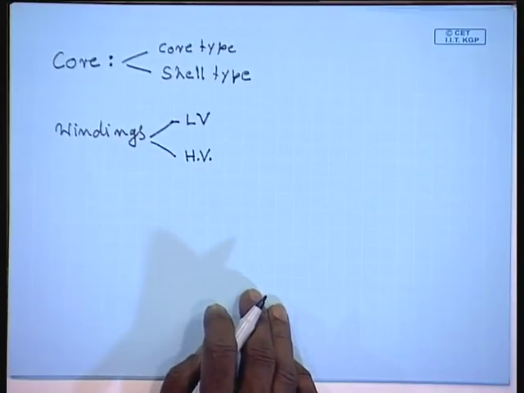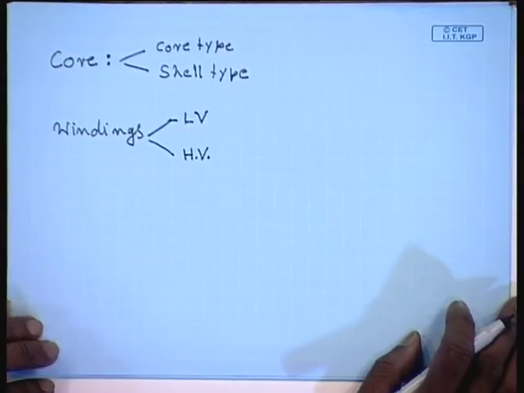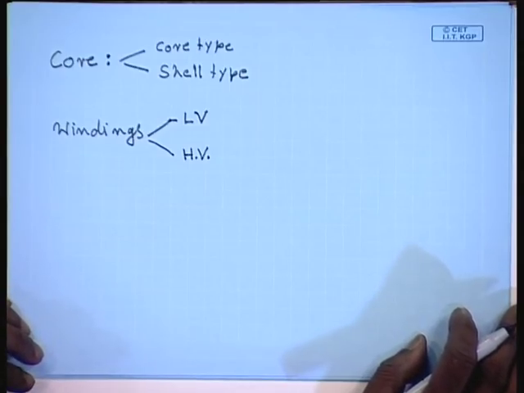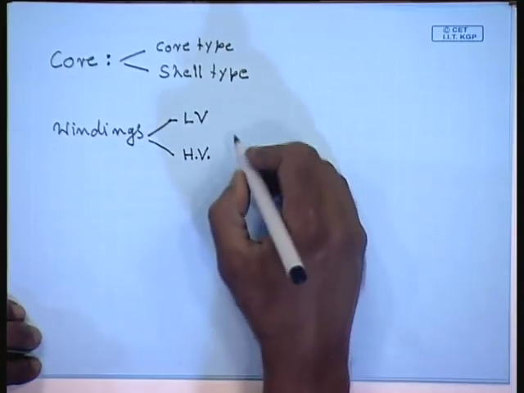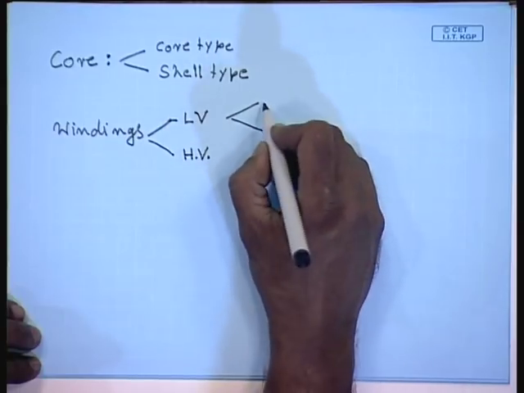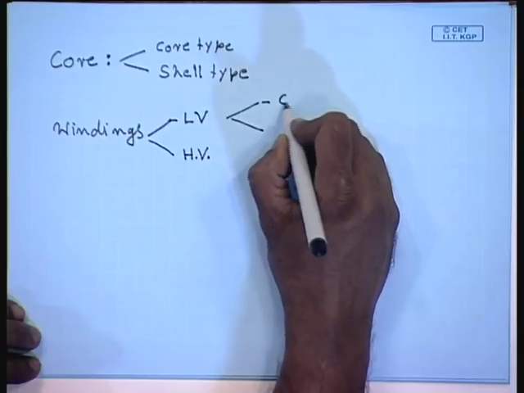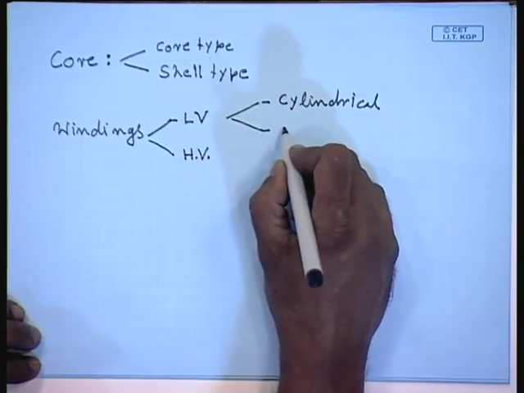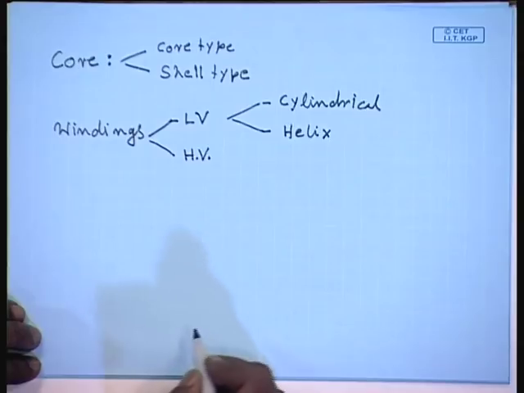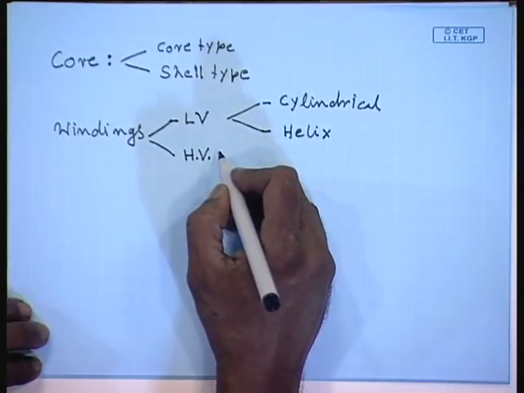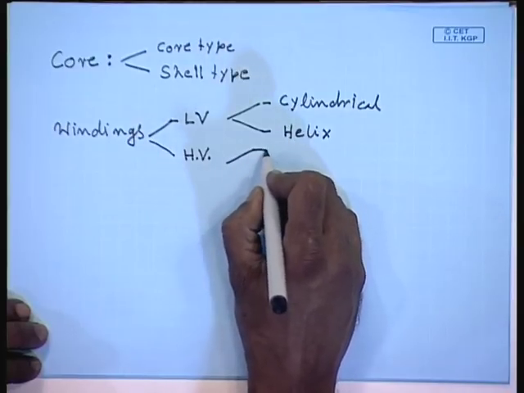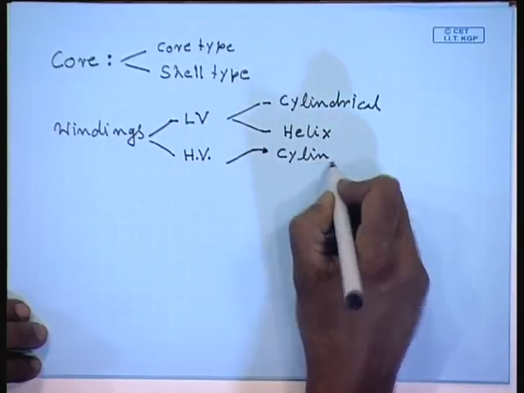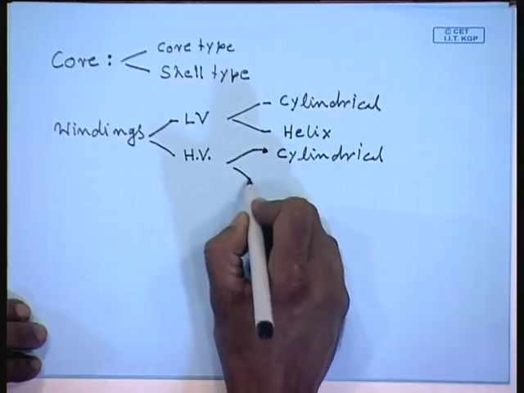The windings are made up of aluminum or copper conductors, either round or square cross section. Square cross section conductors can be made up of solid conductor or multiple strips connected in parallel. The LV winding are usually of two types. One is the cylindrical or helix. The HV winding can also be of two types, either cylindrical or crossover.